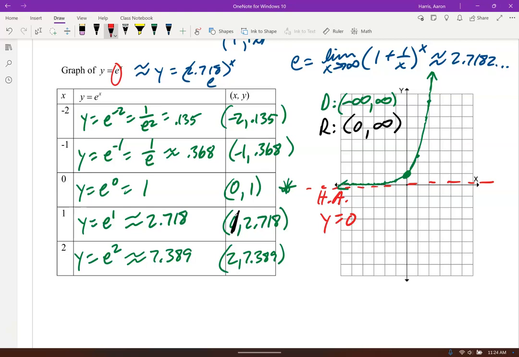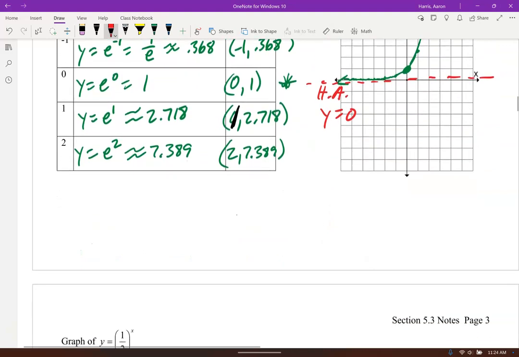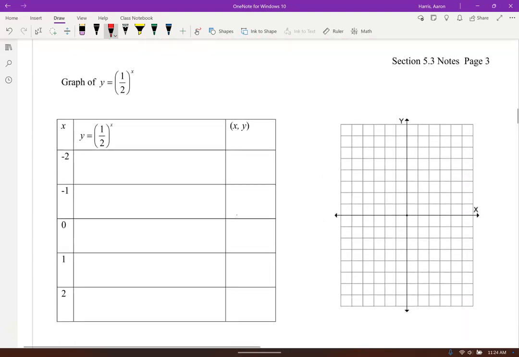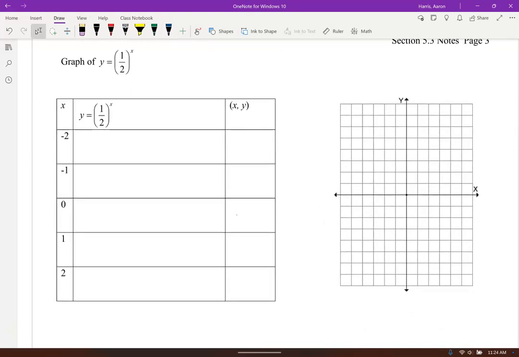So what if we instead put a fraction in front then? What would that do to the graph, right? 1/2 to the x. Well, let's go ahead and plug some points in. Let's do our 0 first. So 1/2 to the 0. Well, anything to the 0 is 1. So I still have 0, comma 1 on the graph.